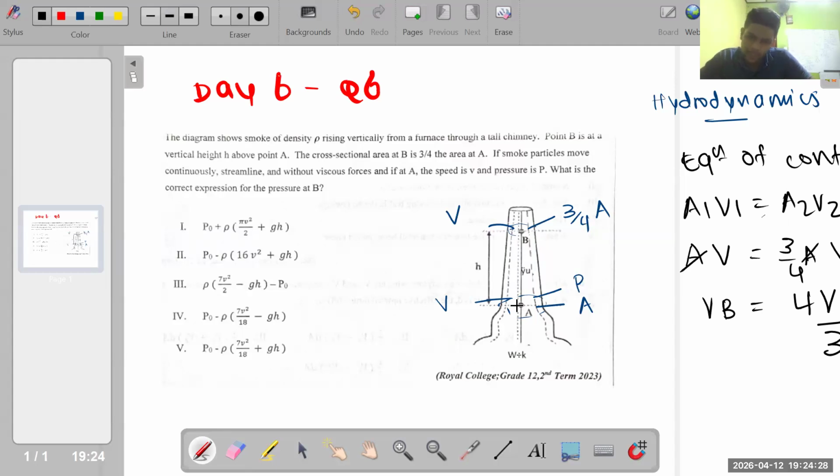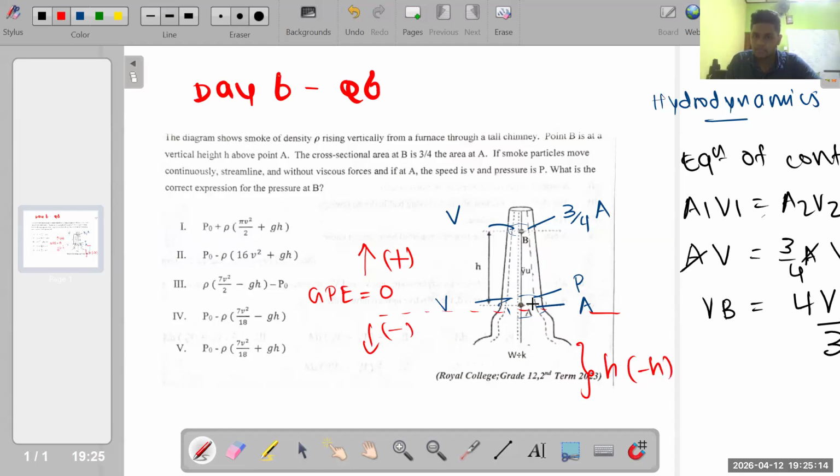Here there is a pressure and a velocity, which means there is a kinetic energy, but there is no potential energy per volume here. So we can take this point at A and mark GPE equals 0. From here onwards, height measurements are taken as positive, and below this will be negative. If there is a flow in this direction and a height, we will take this height as negative, because it is below the point we have chosen.